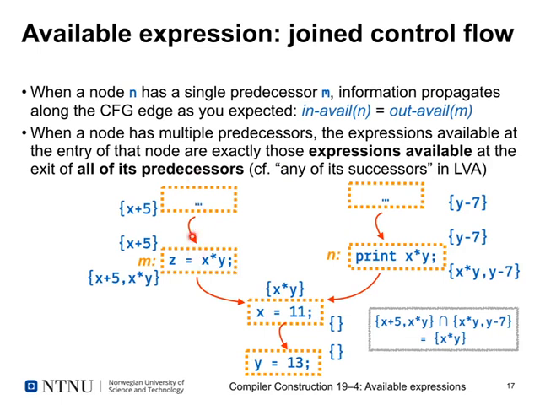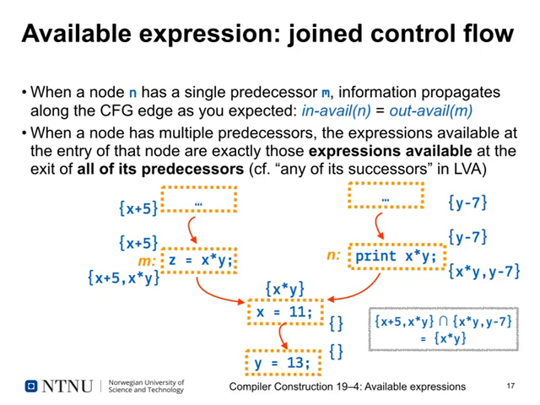So here we have a sequential control flow. We have the outset x plus 5, which is of course the inset of our instruction m here. So m calculates z equals x times y. So we have x plus 5 and x times y available, because we're not destroying x here. On the right-hand side, we have y minus 7 as the outset, which becomes the inset of our instruction n here. We're just printing it, so we're not killing anything here. So we have x times y and y minus 7 available.